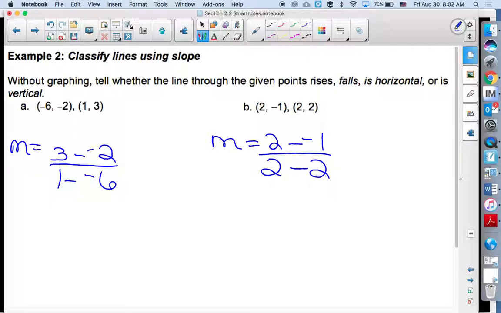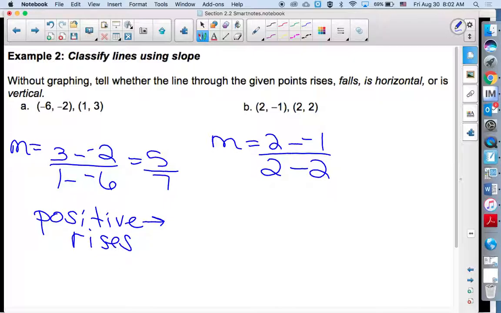Michael, what'd you get for the first one? 5 over 7. And what would you say about the slope? That's 5 over 7. What kind of line would we have? Positive. A positive line. So it rises. So a positive slope means my graph rises.